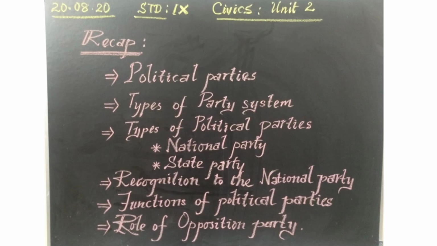And the meaning of the political party we have seen: a political party is an organization formed by a group of people with a certain ideology and agenda to contest in election and hold power in the government. And what are the types of party system prevailing in the countries? Single party, two party and multi-party system. And the types of political parties in India we learned: there is national party and state party, how to get recognition for a national party, and what are the different functions of the political parties, and what is the important role of the opposition party in a democracy to make a democracy a successful one. Everything we have learned in the previous class.